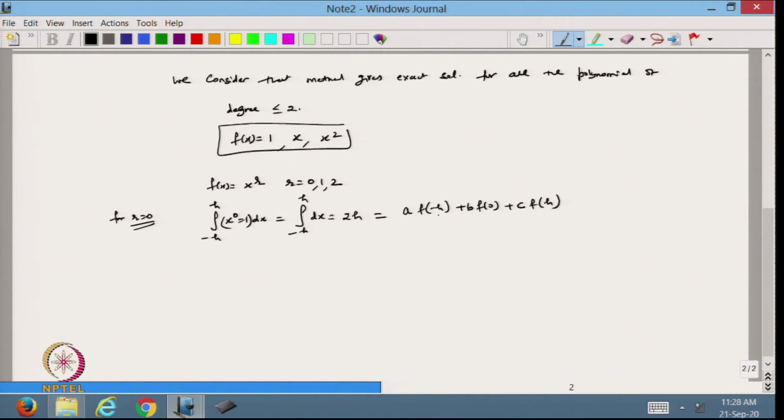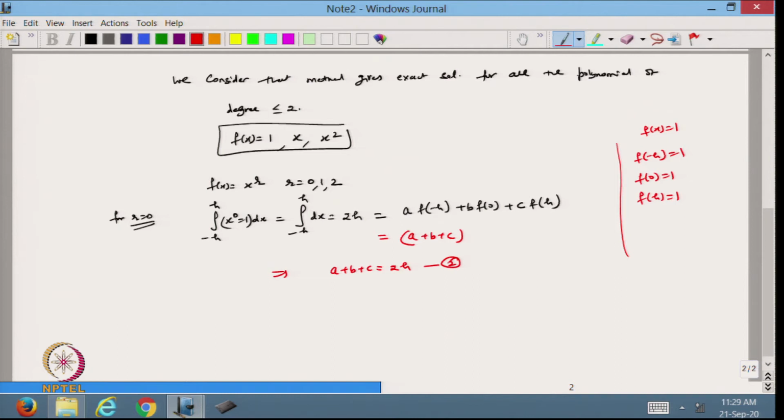Now, what is the meaning of f(-h)? Let us discuss this one. I know that the value of the function f(x) is just 1 for any value of x, so f(-h) is equal to 1, f(0) is also 1, and f(h) is also 1. So, from here I can write that the first equation will be A plus B plus C equal to 2h.